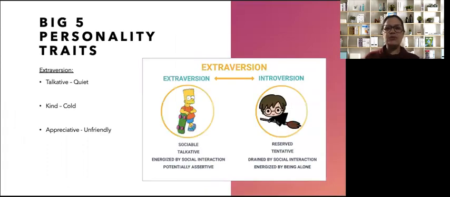Next, we have extroversion. This is characterized by one's level of assertiveness, sociability, and excitability. People who score high in extroversion are described as outgoing. They often gain energy in the company of others. Whereas people scoring low in extroversion are described as tentative, quiet, and unsocial.